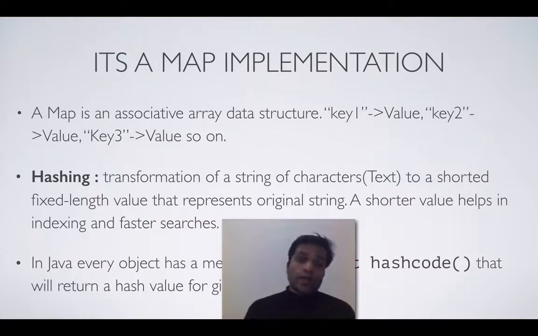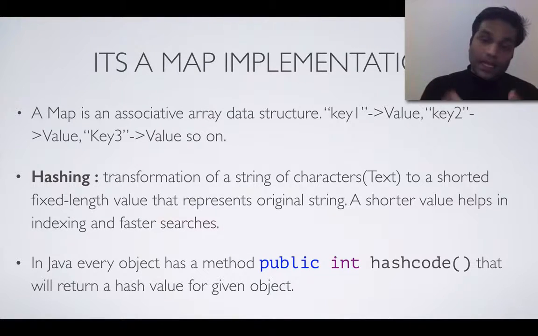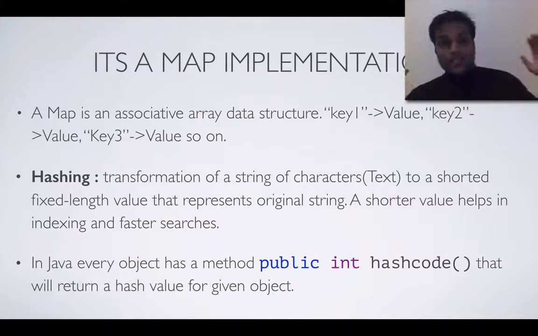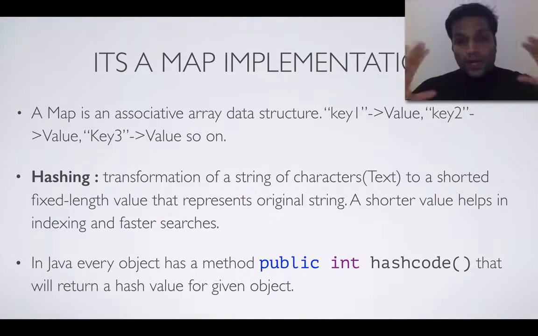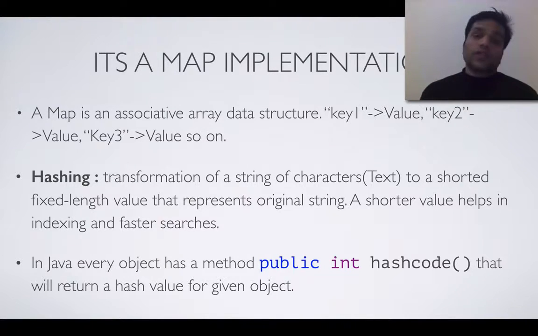And hash map is known as a hash map because it is based on a technique called hashing. Hashing is basically a technique where you transform a large string, or basically an object, into a short fixed length representation. For example, let's consider a large string. You can convert that into a small fixed length integer. So that helps us with faster indexing and lookups. At the same time, there are some catches that we should be aware of.